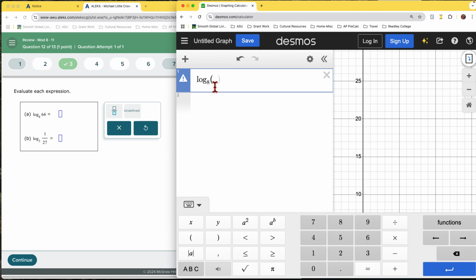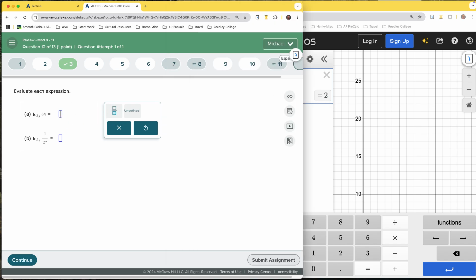We'll put log base 8 of 64, and we get our answer that it equals 2. So we could just put that and we're done. That's it. And I'm going to come back afterwards.